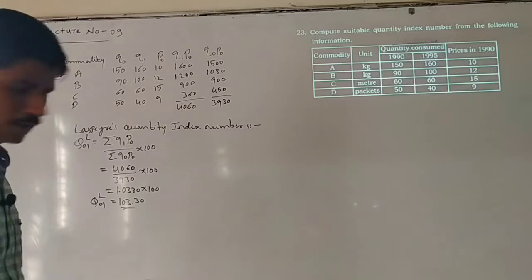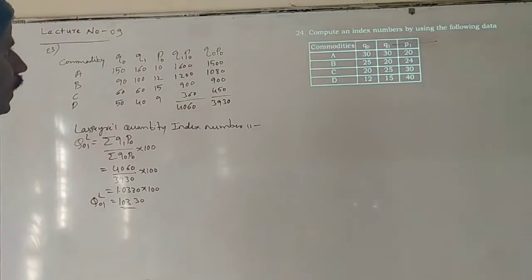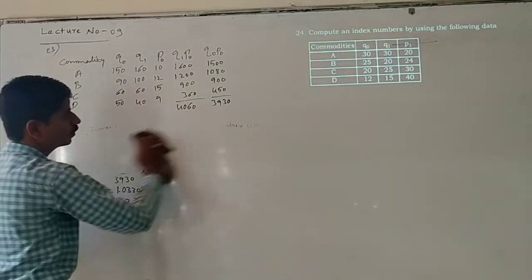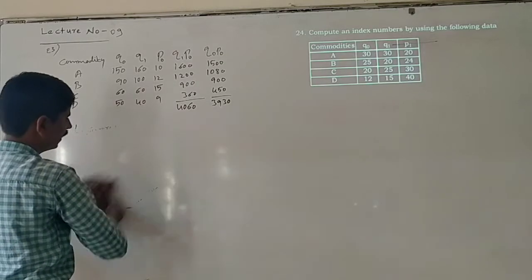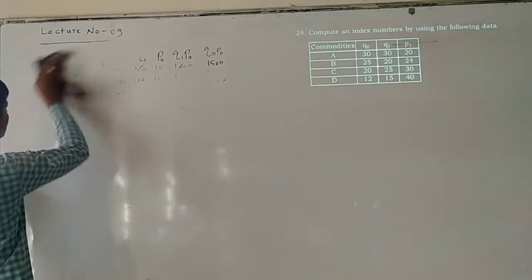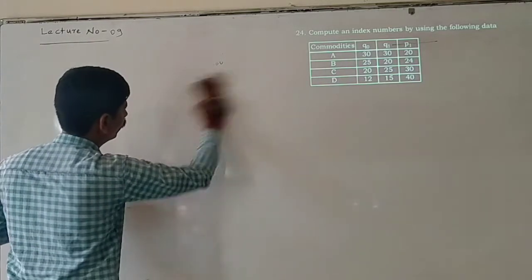Okay, the next problem number 24. Compute index numbers by using the following data. Okay, here also you have to find a suitable index number. Here they have not mentioned price or quantity. The problem is based on price or quantity.